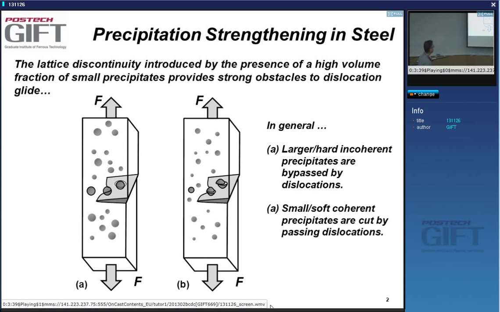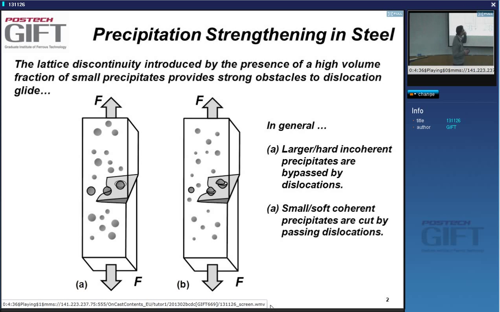And in general, you can say that there are two mechanisms. If the particles are very large, or if they are very hard, and they can, in that case, be very small, then we have a process which is called bypassing. The dislocations do not go through the particle, but bypass the particle. And in the process of doing so, they leave behind a dislocation loop around the precipitate, yes? And every time a new dislocation passes through, it leaves another dislocation loop around the precipitate. Okay, so that's one thing that can happen.